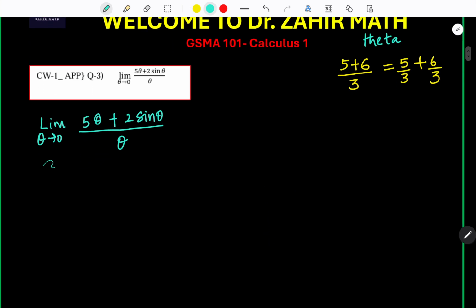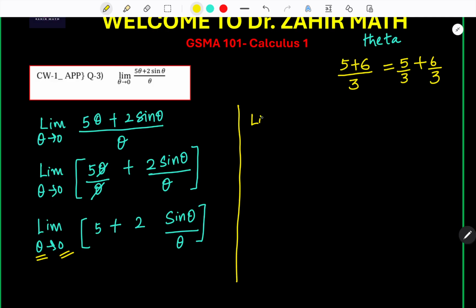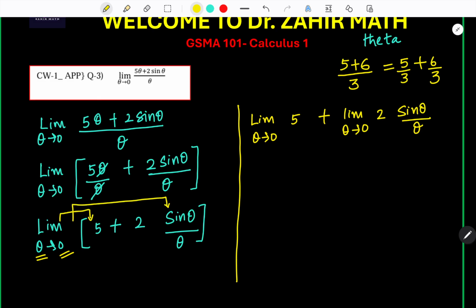So this equals limit theta tends to 0, 5 theta divided by theta plus 2 sine theta divided by theta. This division is common for both the terms. So now theta cancels. So what happens now? Limit theta tends to 0, 5 plus 2 times sine theta divided by theta. Keep in your mind, theta is tending to 0. So limit theta tends to 0, 5 plus limit theta tends to 0, 2 sine theta divided by theta. I'm taking the limit for this term and for this term.